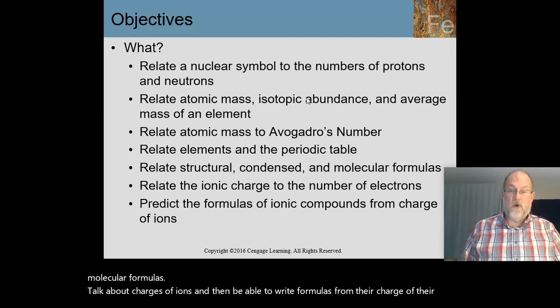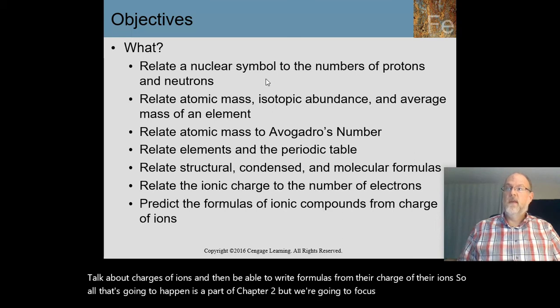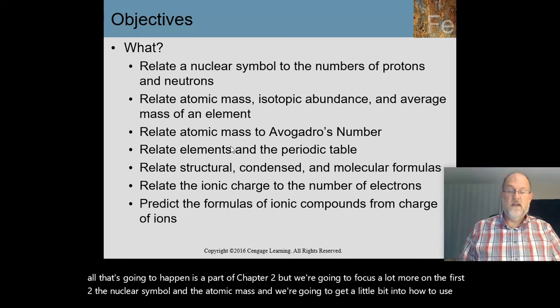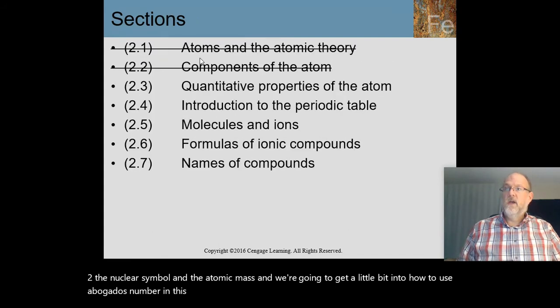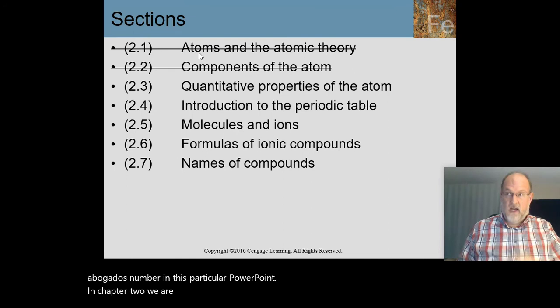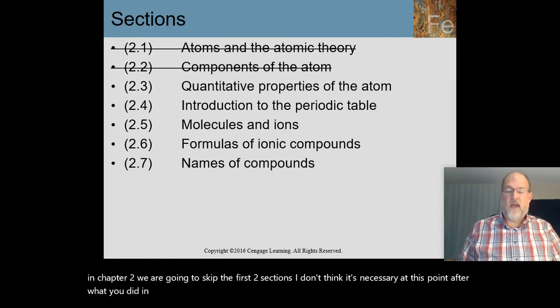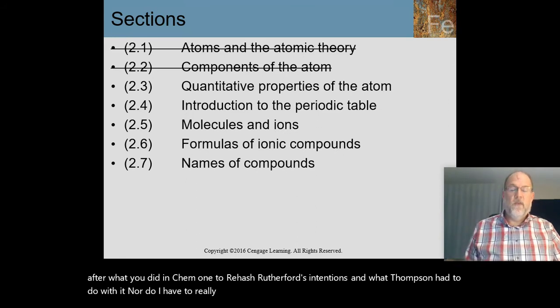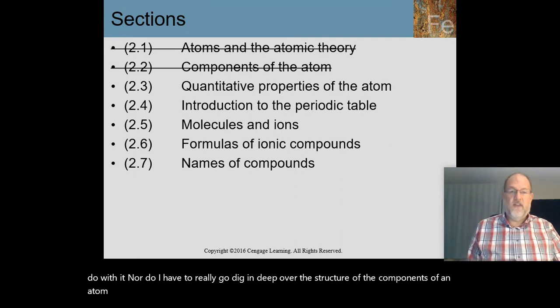So all that's going to happen as a part of Chapter 2, but we're going to focus a lot more on the first two, the nuclear symbol and the atomic mass. And we're going to get a little bit into how to use Avogadro's number in this particular PowerPoint. In Chapter 2, we are going to skip the first two sections. I don't think it's necessary at this point after what you did in Chem 1 to rehash Rutherford's intentions and what Thomson had to do with it, nor do I have to really dig in deep over the structure of the components of an atom, the proton, neutron, electron. I think you got that by now.